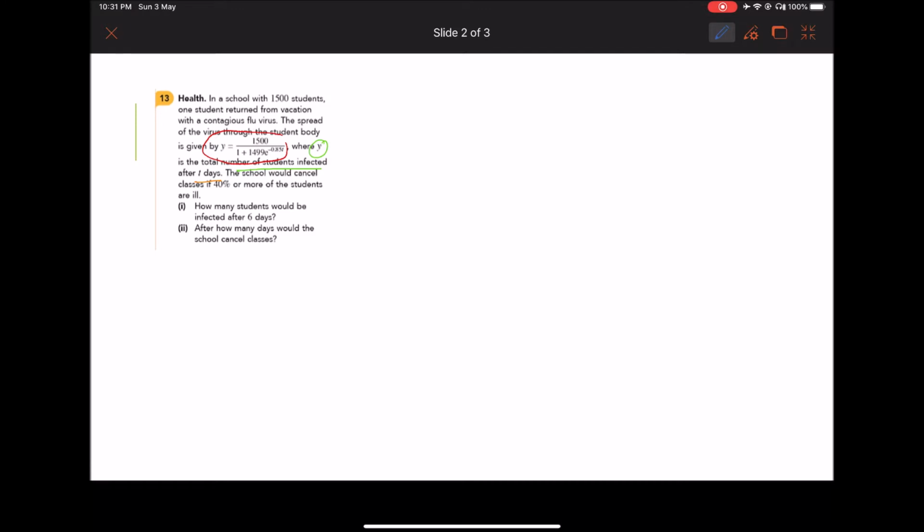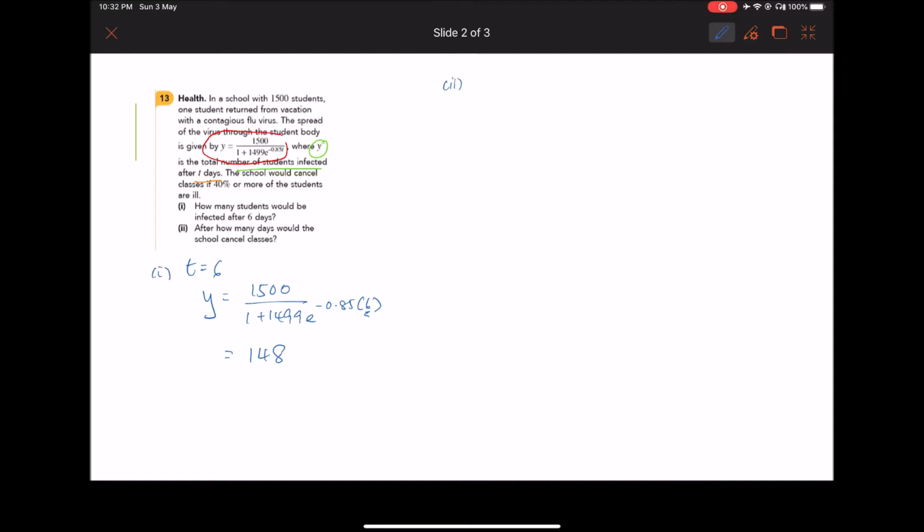How many students will be infected after 6 days? So in this case, you have t equals 6. You have to understand that there's actually 6 days. So you just have to replace it into the equation. y equals 1500 over 1 plus 1499 e to the power negative 0.85 t, with t being 6. All right, so this is where you replace it. Then just use your calculator and calculate it out. Correct to 3 s.f. will be 148. So in other words, approximately 148 students will be infected after 6 days. So this is for part 1.